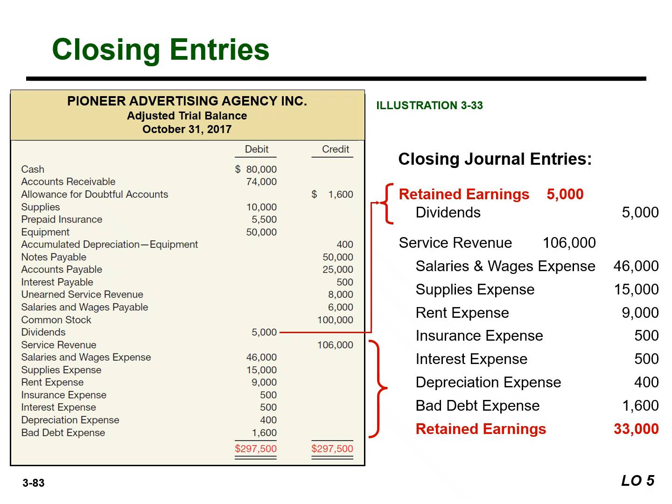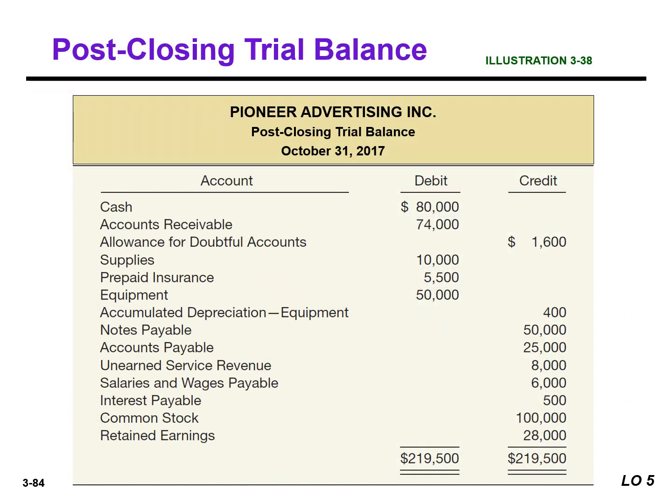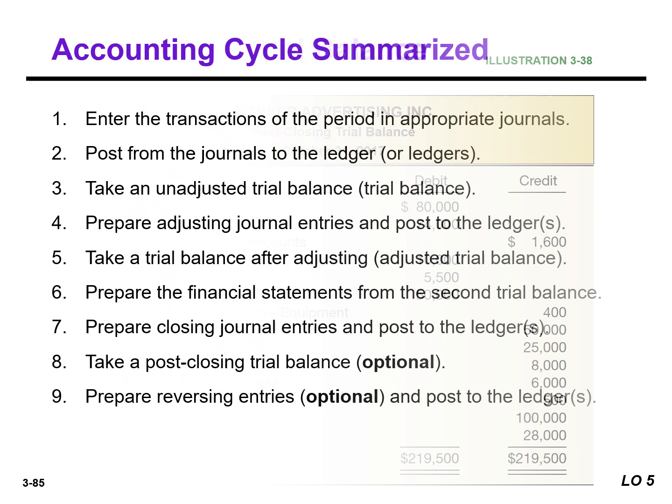So since service revenue is a credit, we're going to debit it. And then we're going to credit all of our expense accounts, which are debits. We credit all of them. The difference goes to retained earnings. Whether it's a gain or a loss doesn't make a difference. Whether it's a debit or a credit doesn't make a difference. It goes to retained earnings. In this case, it's a credit, which means it would be income. So now we've closed out all the nominal accounts, and we're left with the post-closing trial balance, which will only be balance sheet accounts. And we start over again.